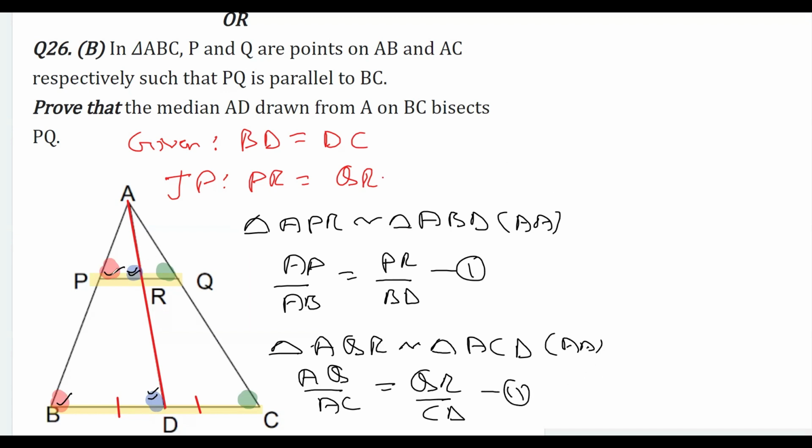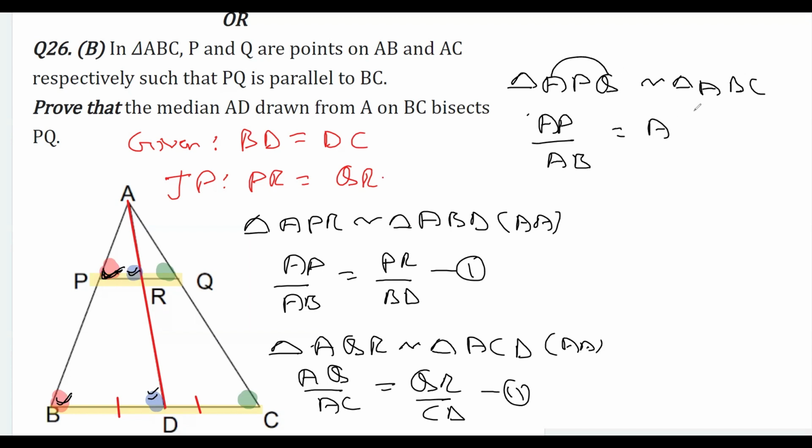Now, we can also say that these two angles are equal and these angles are equal. Same way I can write triangle APQ similar to triangle ABC. And same way I can write their corresponding sides, that is AP over AB is equal to AQ over AC, first and last. And the reason remains the same, that is, corresponding sides of similar triangles.